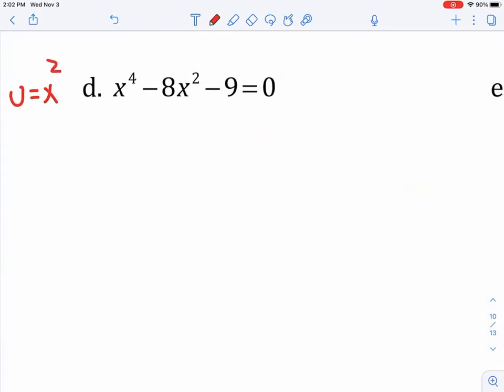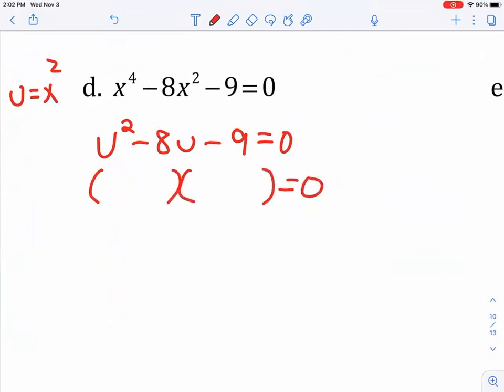And so I'm gonna write that as u squared minus 8u minus 9 equals 0. And then solve that for u and resubstitute back in. So when I solve that for u, I have to factor it. So I have u minus 9, u plus 1.